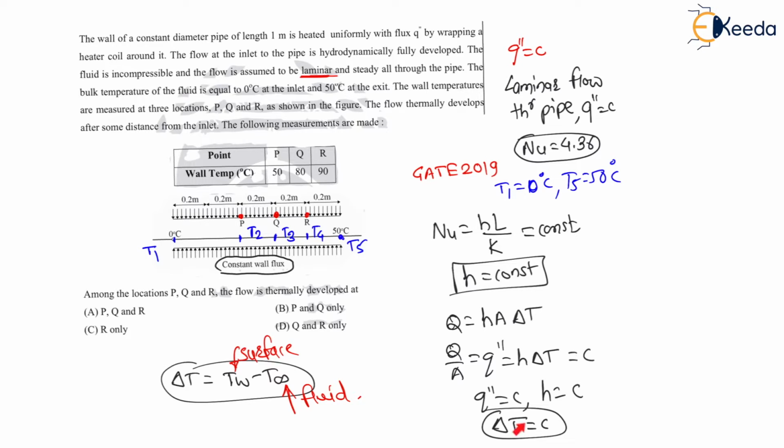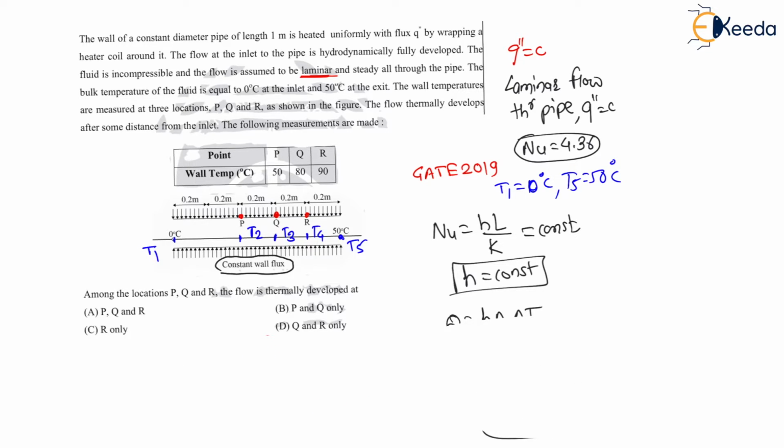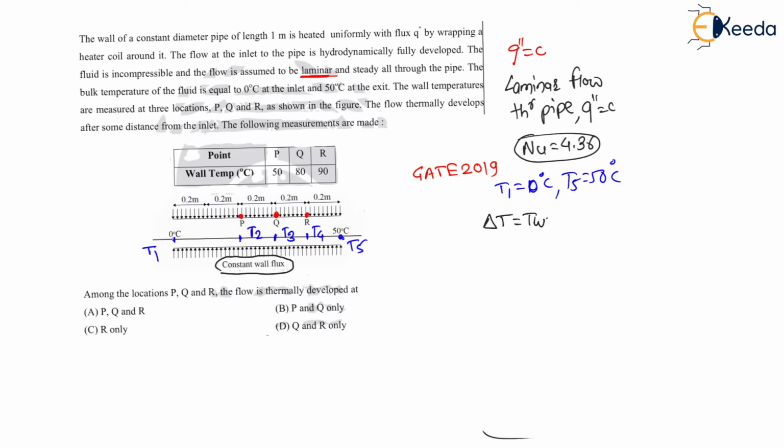That we know. Now my dear students, here this temperature difference at each and every location must be constant for constant wall flux, right? So one parameter we understood: the temperature difference between the wall and the fluid at each and every location is constant. Therefore let us write this given condition. From this condition only, that is wall temperature minus T infinity must be constant at each and every location, we are going to see at which location the flow is thermally developed.